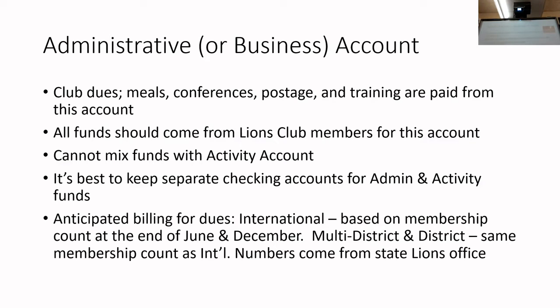Now, one thing I want to make clear on this, and I'm going to say it twice tonight, is the anticipated billing for dues. International is based on your membership count at the end of June and December. The multi-district and district have the same membership count as international, and those numbers come from the Lions State Office at the end of June and December. That's why you get your bills in January and July.